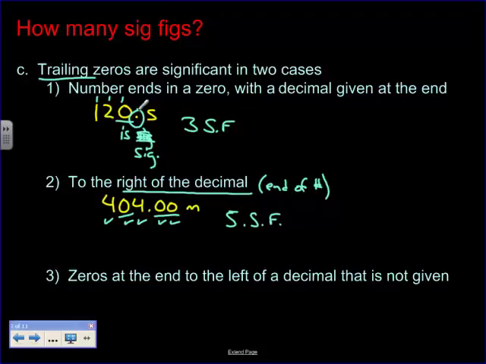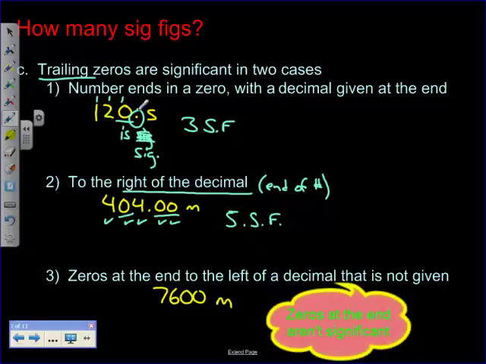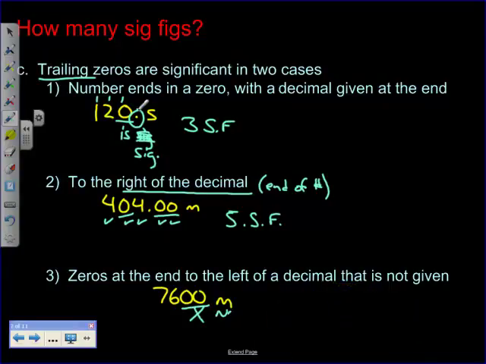Now the last case, and this is the one that starts to trick people up, this is the one that makes it really hard to do rounding and stuff like that. If you look at a number like 7,600 meters here, they're not significant. They would be significant if we went back to rule 1 there and there was a decimal given. But if the decimal isn't explicitly stated, those zeros are not significant. So the only thing that's significant in this case is the 7 and the 6. So we got 2 SigFigs in that number.